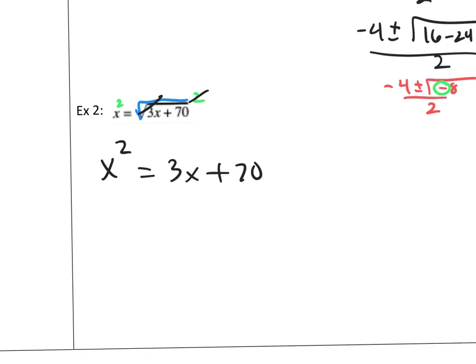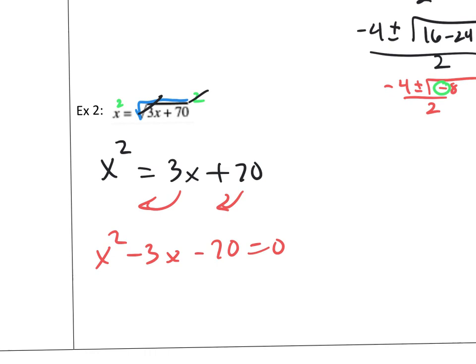Oh, from here, I should see something. Oh my goodness, it's almost in standard form. We want to bring everything over to the left side. I'm going to bring it over here. You're good with that. So I'm going to subtract both pieces over because they're both positive. So it's going to leave you x squared minus 3x minus 70 equals 0.